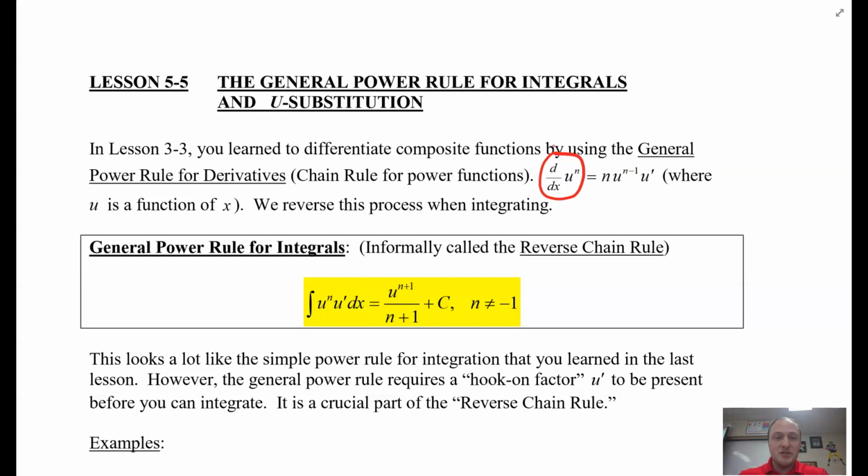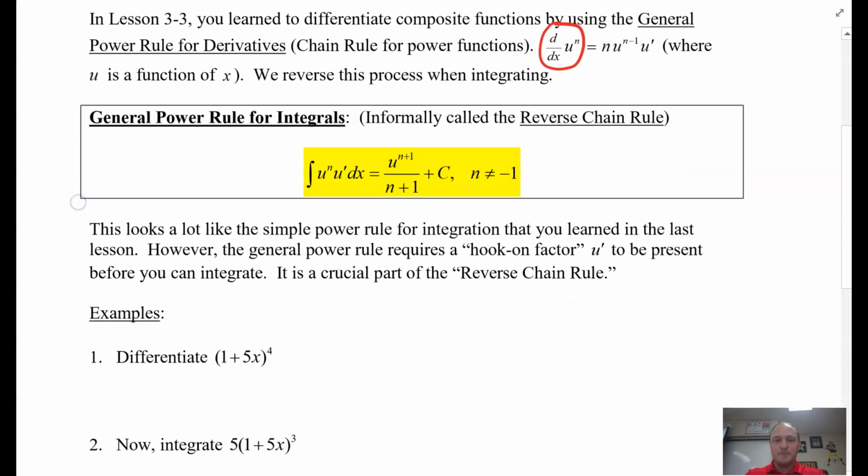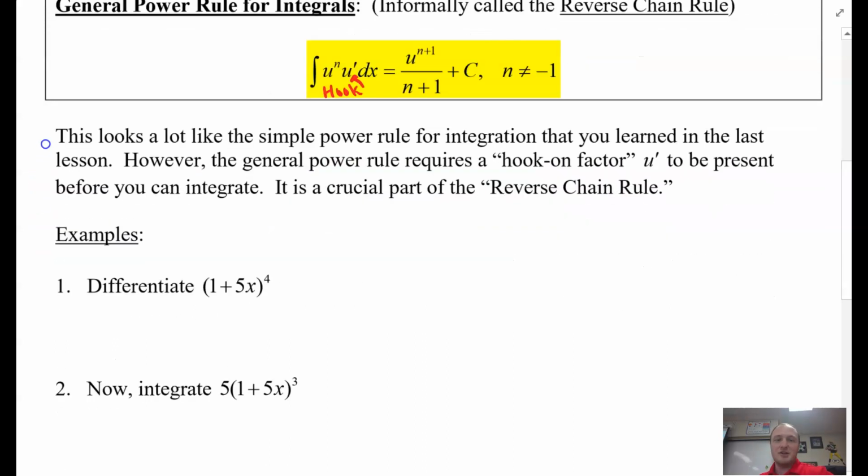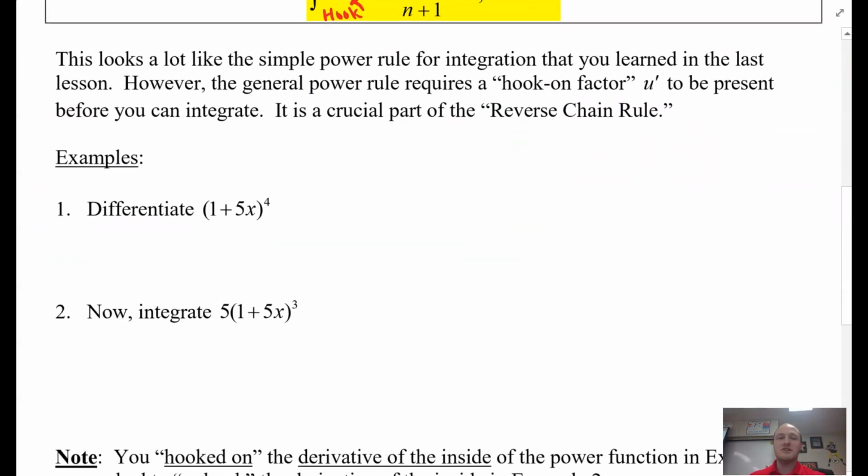Okay, so we're just going to do the opposite when we integrate. Now, in order to use the general power rule for integrals, the formula called the reverse chain rule, you're going to need to identify what is that little chain that's linked on, or the hook on factor, right? So when we integrate, I'm going to have a function and we're going to be looking for the hook. So if I have u to the n and u prime, and I want to integrate that, then that is equal to u to the power of n plus 1 divided by n plus 1, plus the constant. This looks a lot like the simple power rule for integration that you learned in the last lesson. But again, you must have the hook on factor u prime.